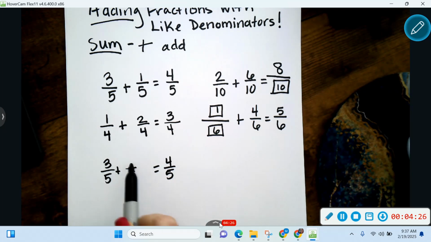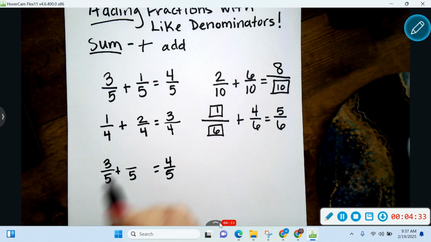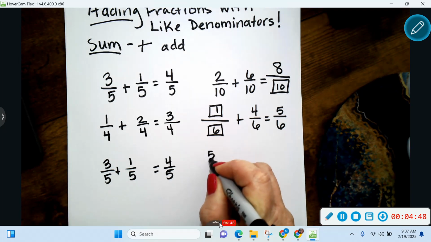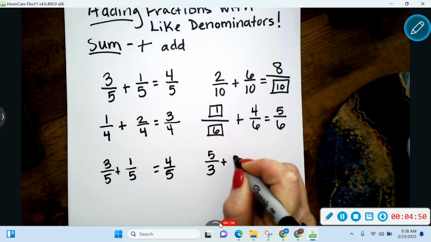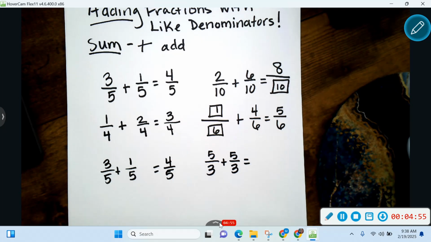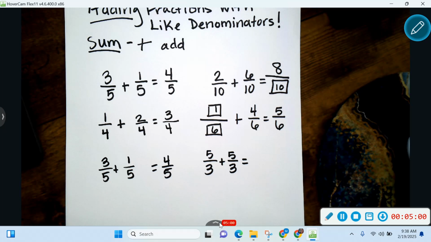So 3 plus blank equals 4. 1. 3 plus 1 equals 4. Okay, let's try 5/3 plus 5/3.